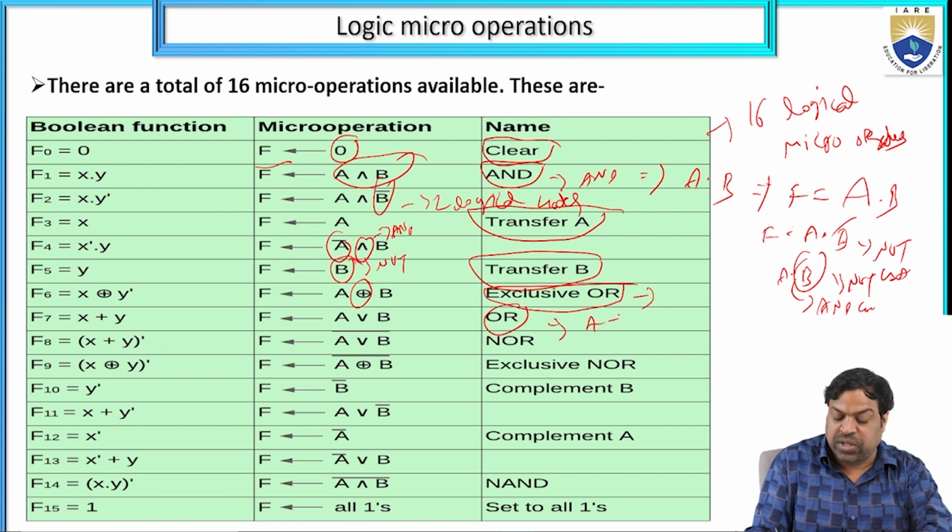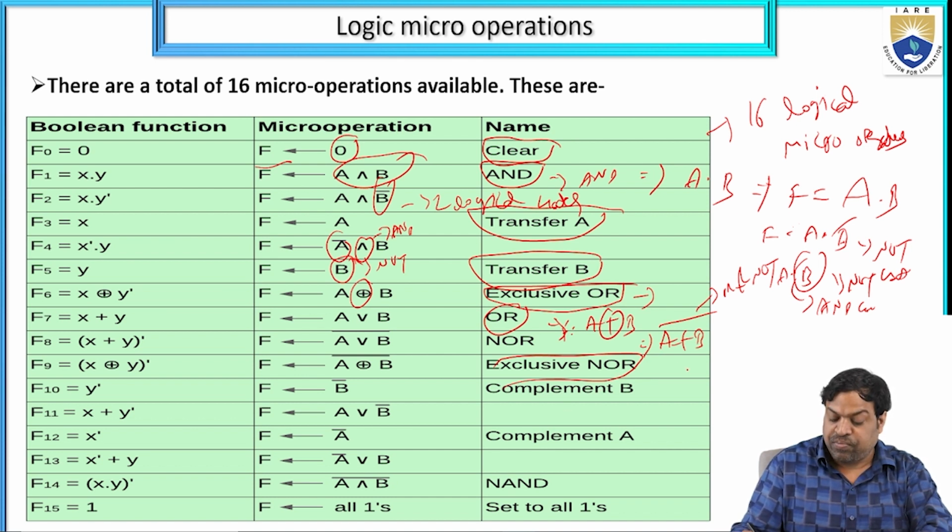OR gate means A plus B. So F equal to A plus B. And NOR gate means A plus B whole bar. So what is that meaning? It means OR gate and NOT gate both are being used here. Exclusive NOR means NOR and NOT gate are used here. So exclusive NOR means A into B bar plus A bar into B.